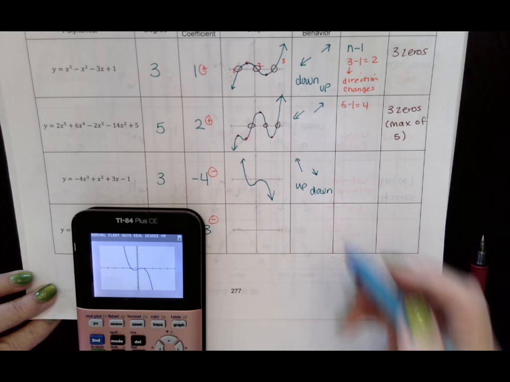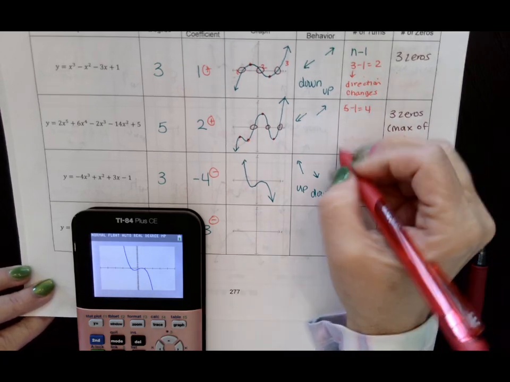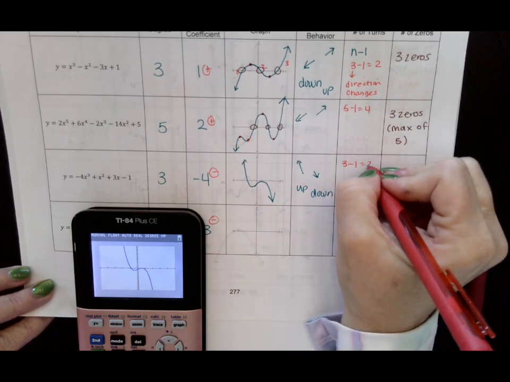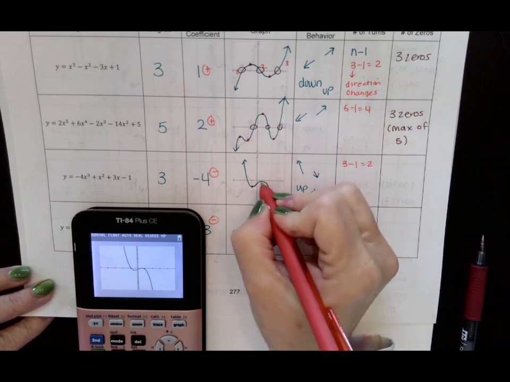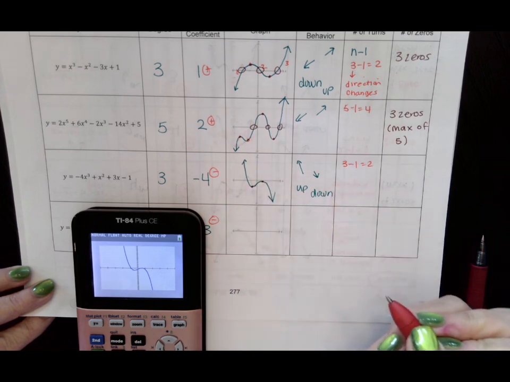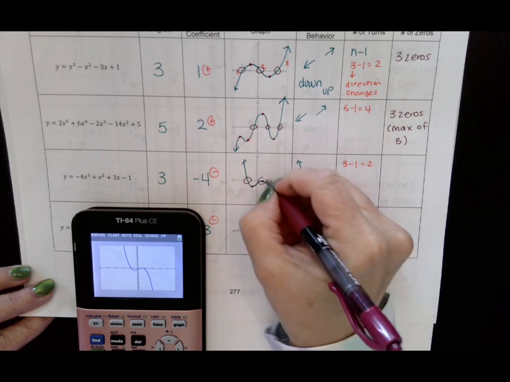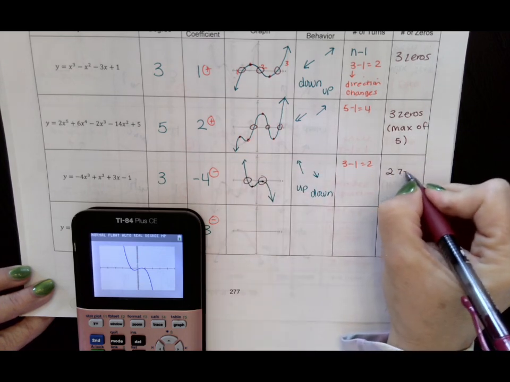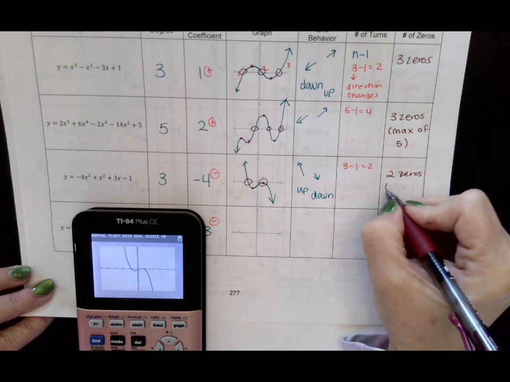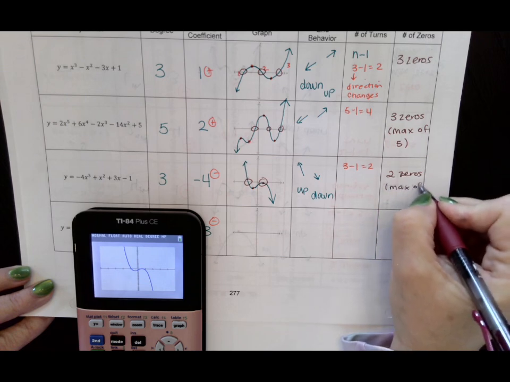All right, so this is a 3rd degree polynomial. So I have 3 minus 1, so I need to have 2 turns, and I have 1 turn here and 1 turn here. So that worked. Now, let's look at my zeros. I have 1 zero here, and I have 1 zero here. So I only have 2 zeros, and I could have had a max of 3.